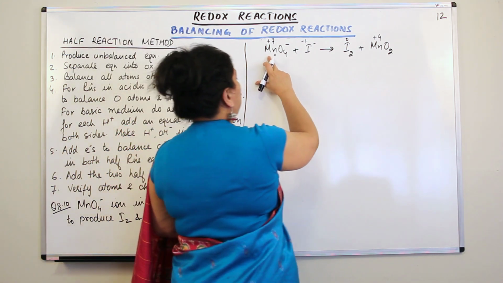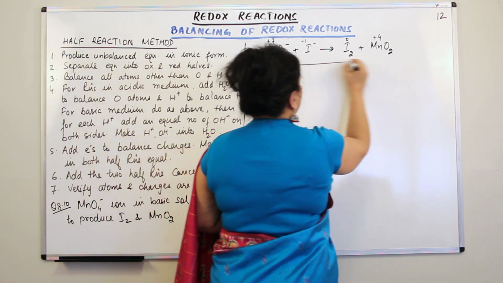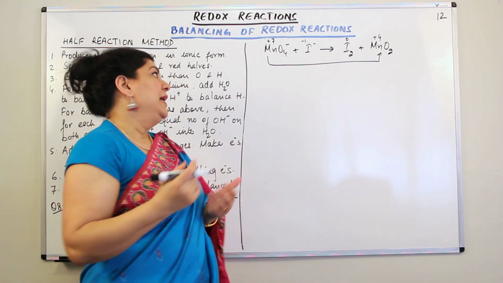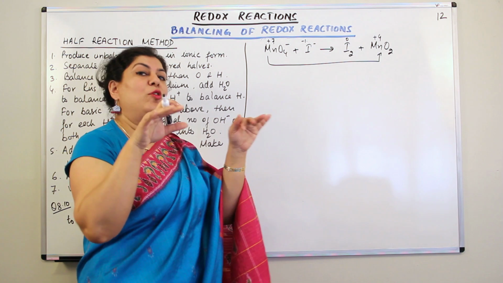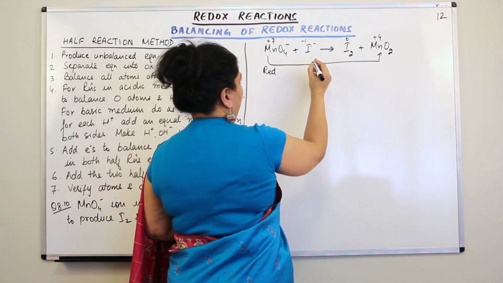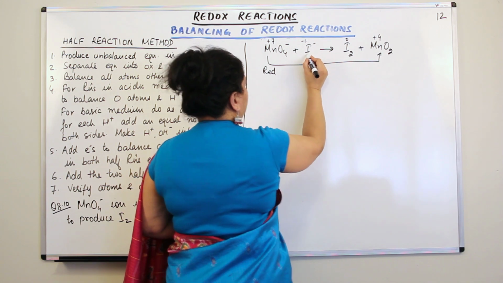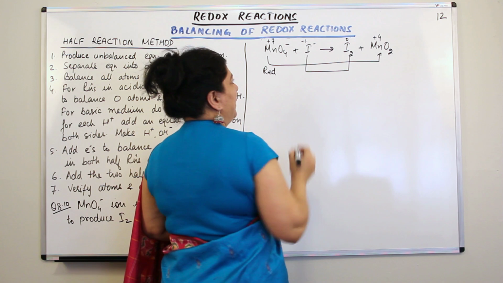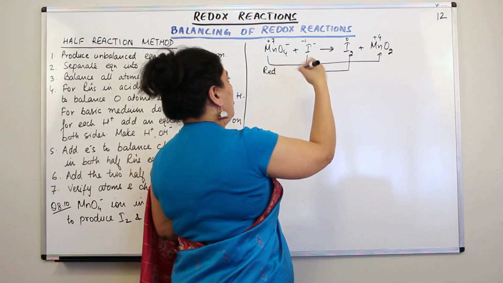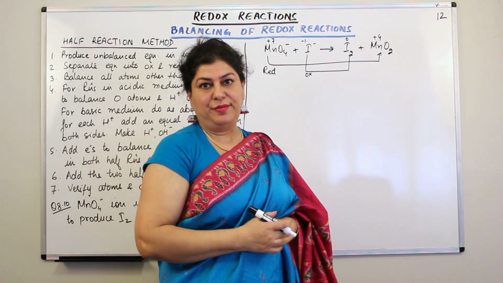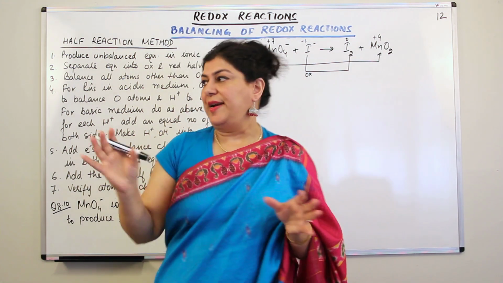Manganese is turning from plus 7 to plus 4. That is, its oxidation number is decreasing. If oxidation number is decreasing, it is undergoing reduction. So this is the reduction half. Iodine, on the other hand, the iodide ion is turning into iodine. So it is turning from -1 to 0. It means the oxidation number is increasing. Therefore, this becomes the oxidation half. So let us write down the half reactions in the next step.